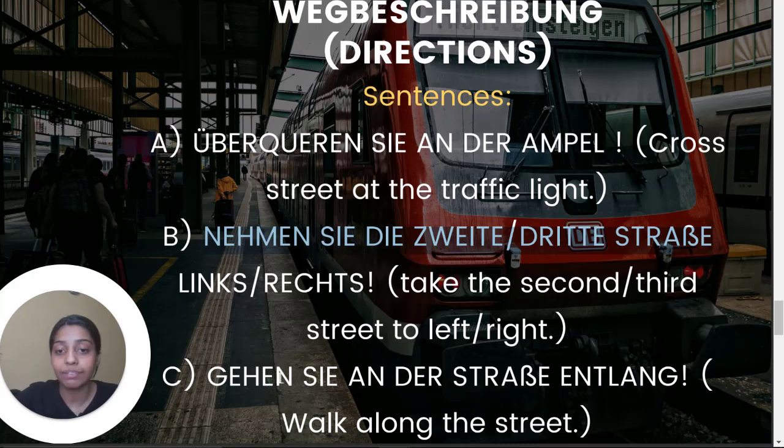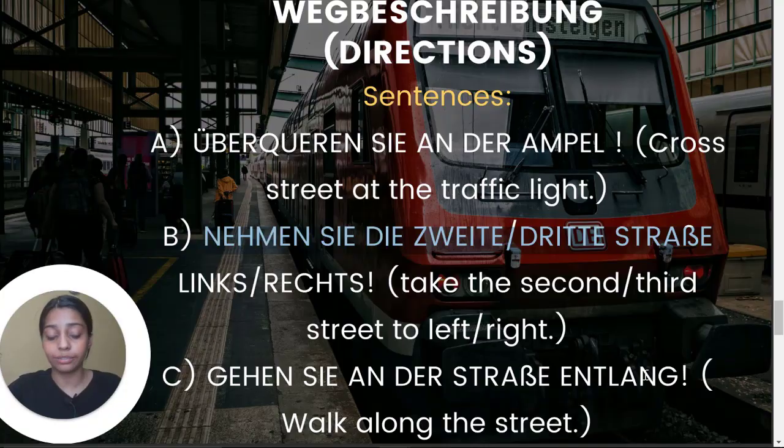Next statement that we have here is gehen Sie an der Straße entlang. Entlang is an accusative preposition which means along. So we are saying walk along the street. Gehen Sie an der Straße entlang.